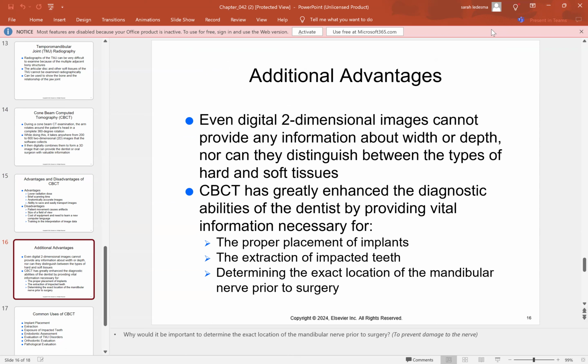Additional advantages. Even digital two-dimensional images cannot provide any information about width or depth, nor can they distinguish between the types of hard and soft tissues. CBCT has greatly enhanced the diagnostic abilities of the dentist by providing vital information necessary for proper placement of implants, extraction of impacted teeth, and determining the exact location of the mandibular nerve prior to surgery.